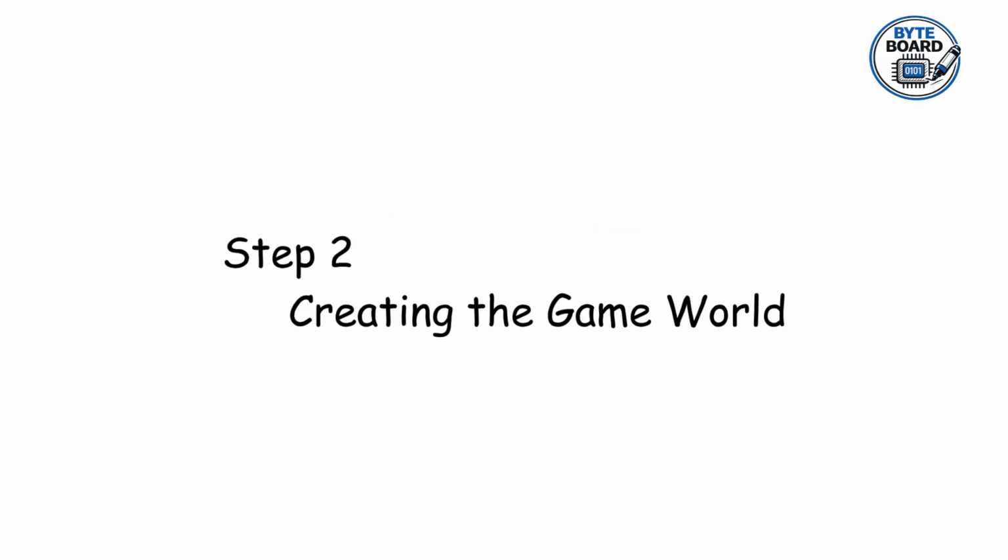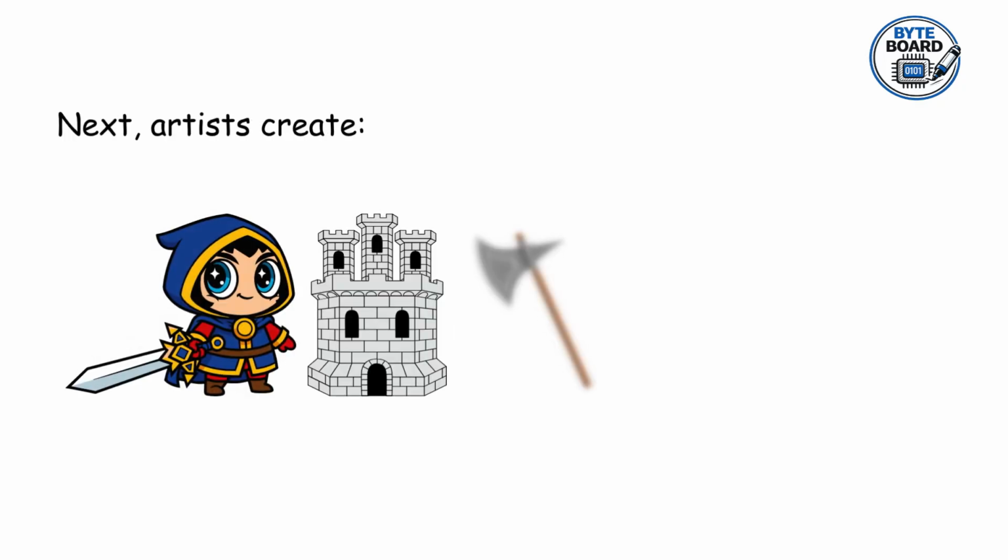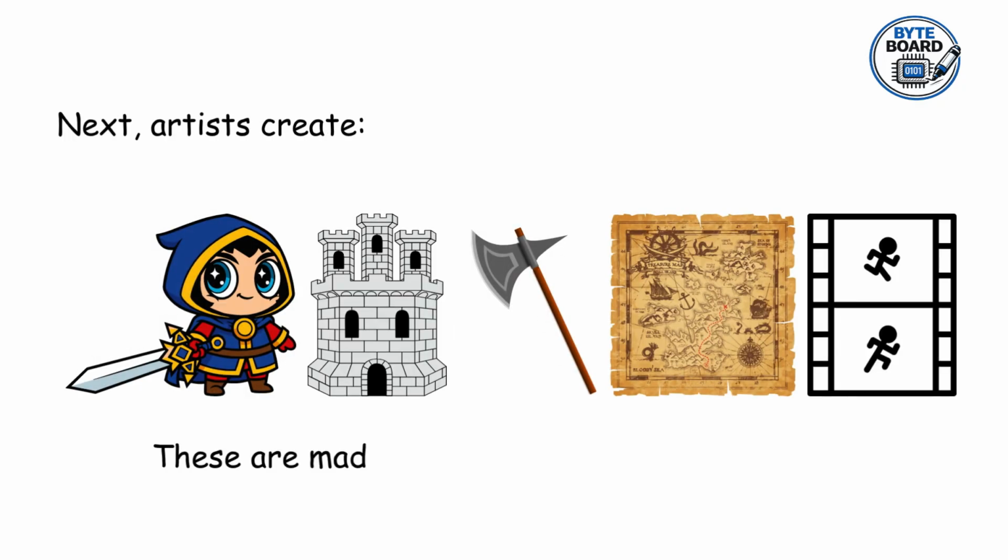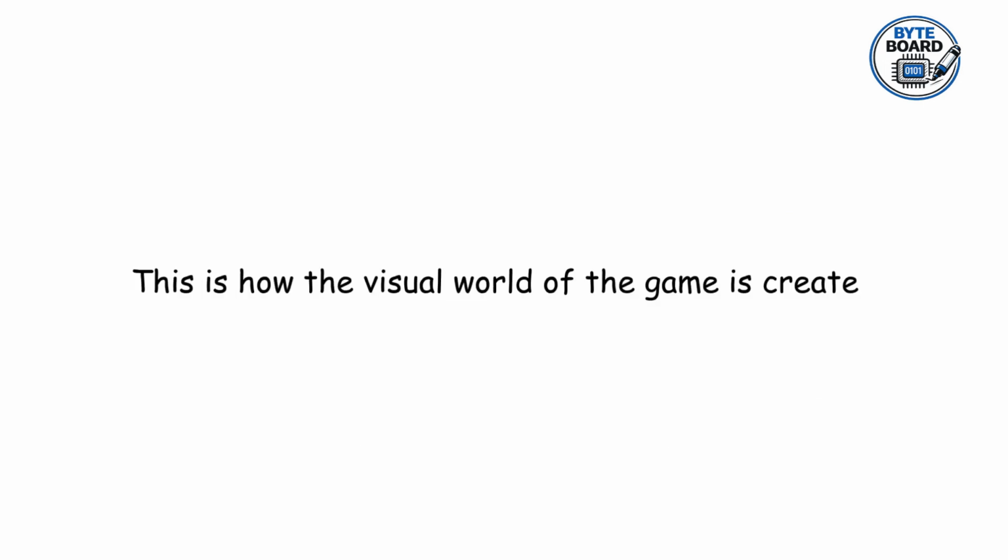Step 2. Creating the game world. Next, artists create characters, buildings, weapons, maps, animations. These are made using 2D or 3D design software. This is how the visual world of the game is created.